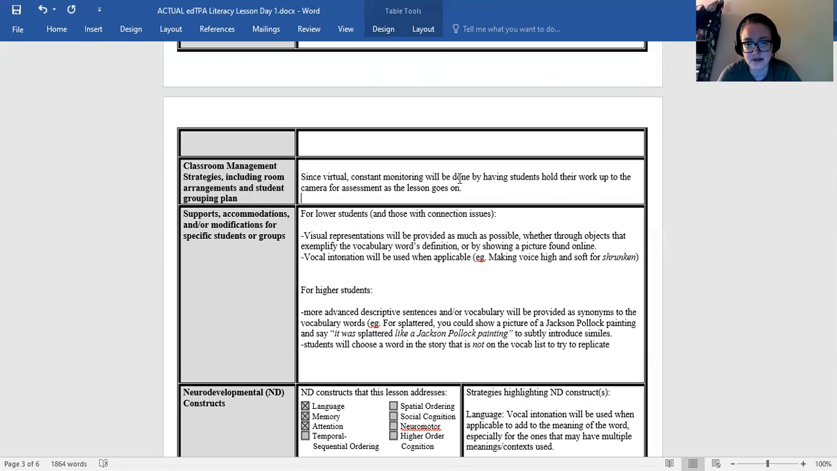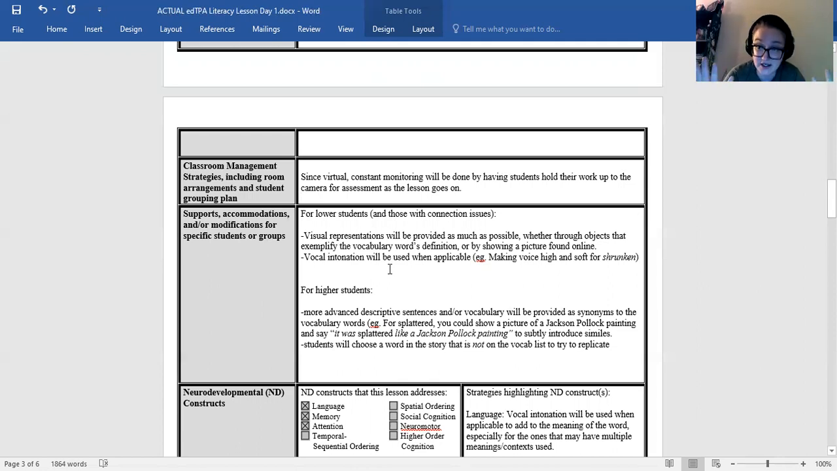Vocal intonation will be used when applicable. So for shrunken or frazzled, and throughout the Mad Libs, if there is anything you can use your intonation or different volumes for, do it. It helps. First graders especially, but any grade. I won't do it to you guys, but maybe I should. All right, for higher students. My guys, that's why we're here.